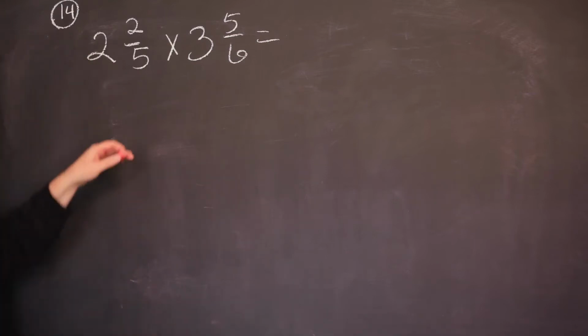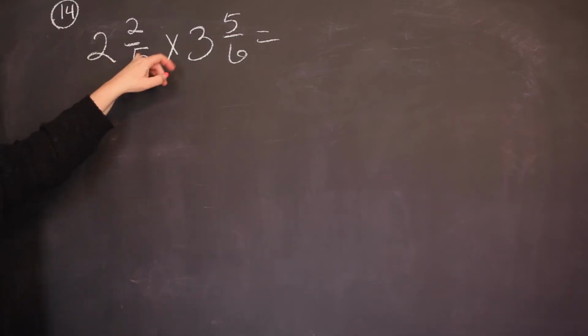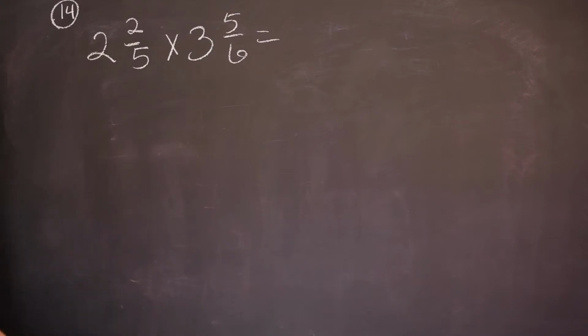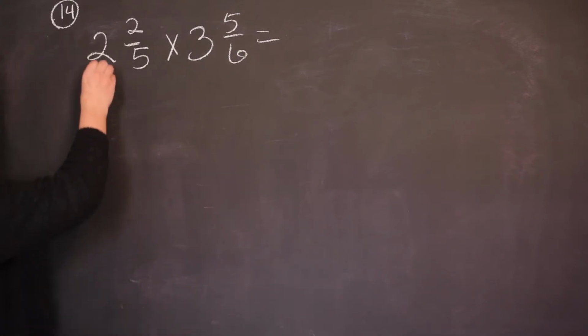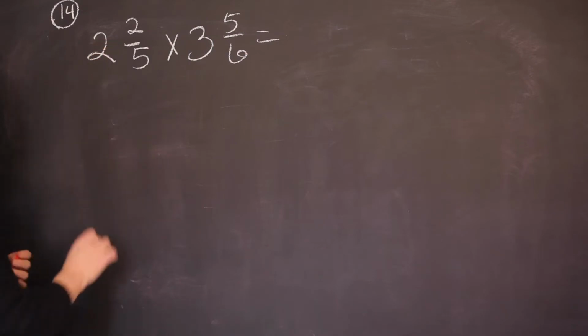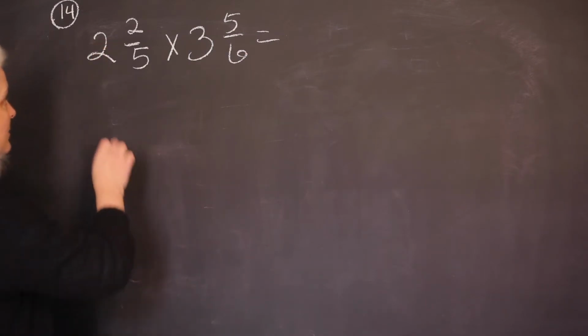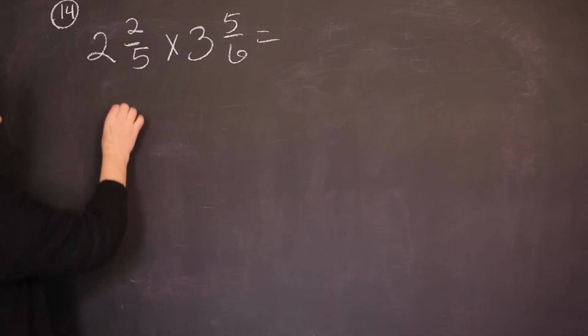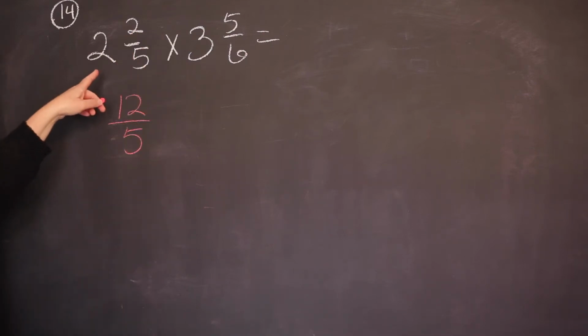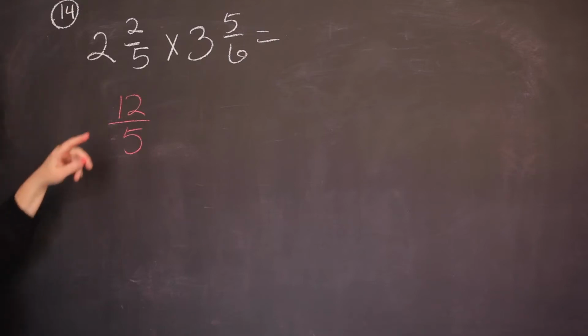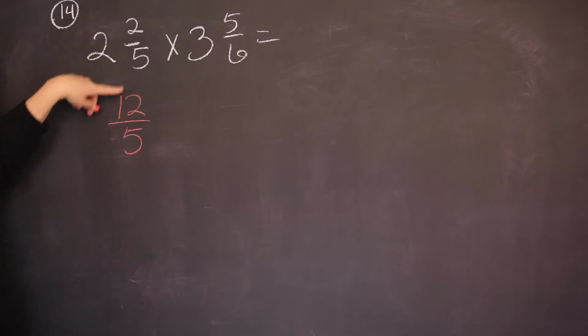So the first thing we need to do, if you want to multiply mixed numbers, you have to actually change them into improper fractions before you can multiply. So this 2 is the same as 10/5. Right? And I already have 2/5, that's 12/5. I can think of 1 is 5/5, so 2 is 10/5, plus 2 is 12/5.